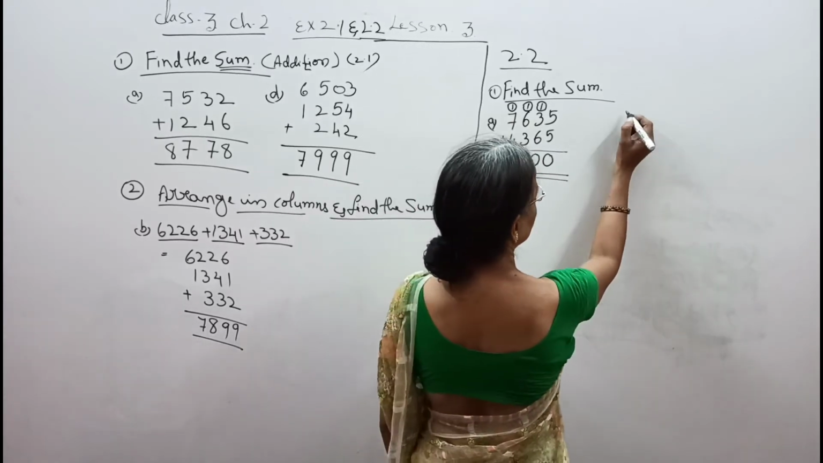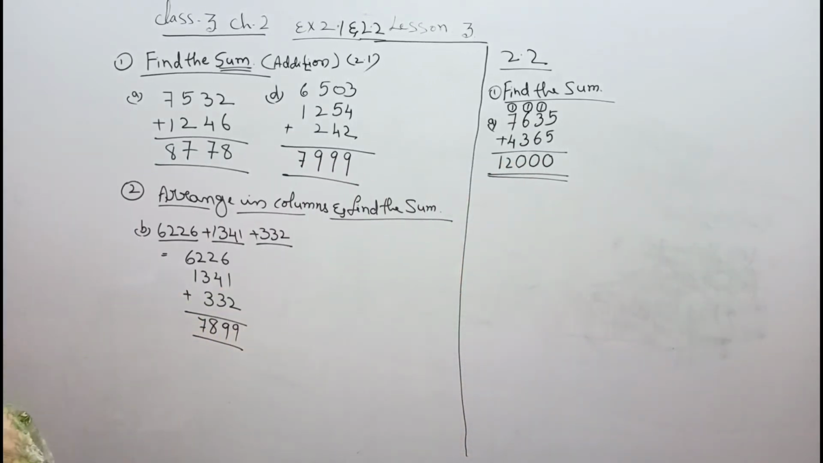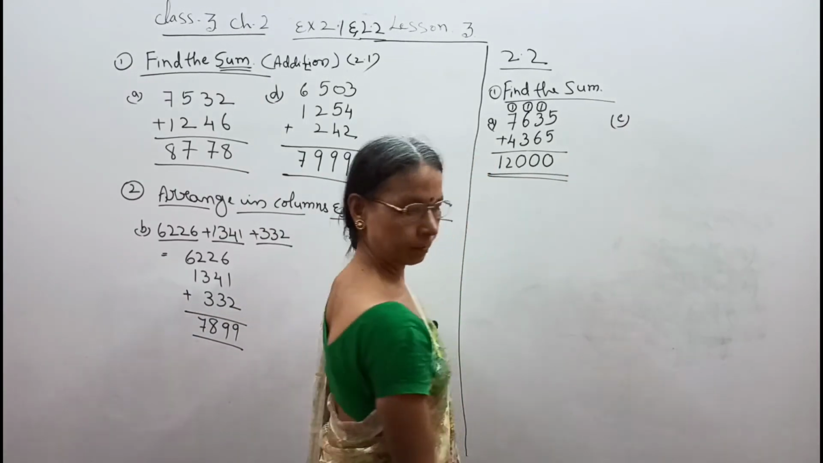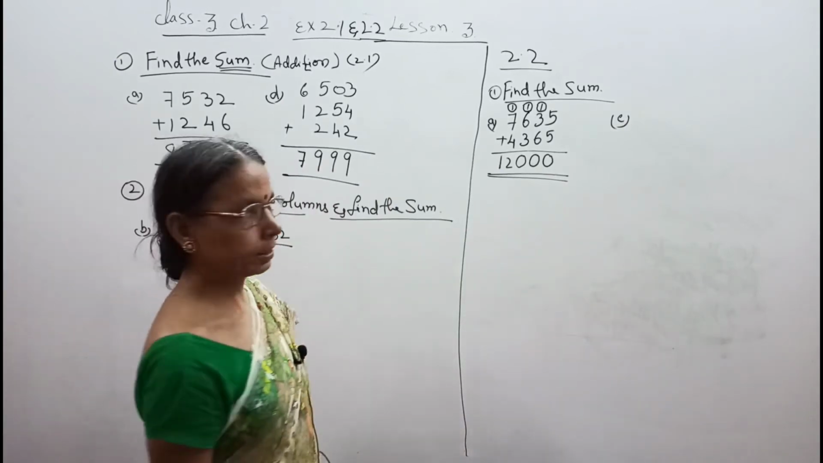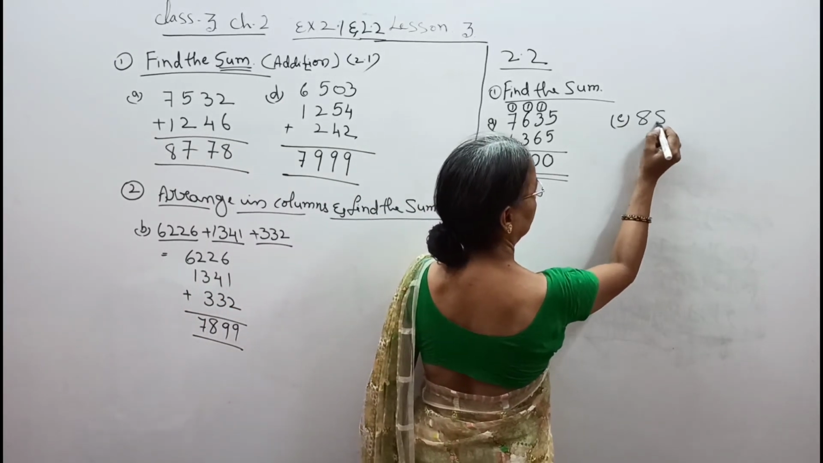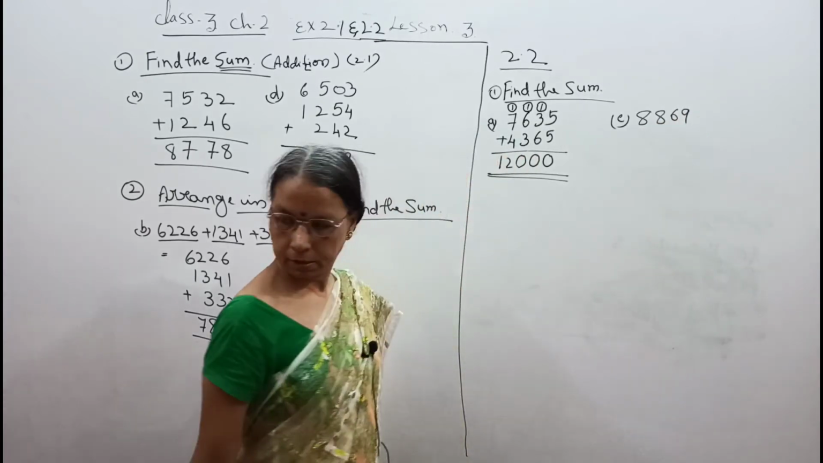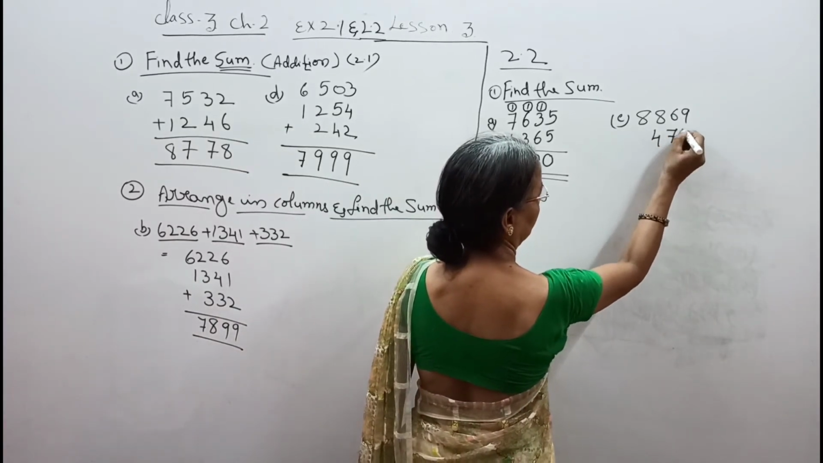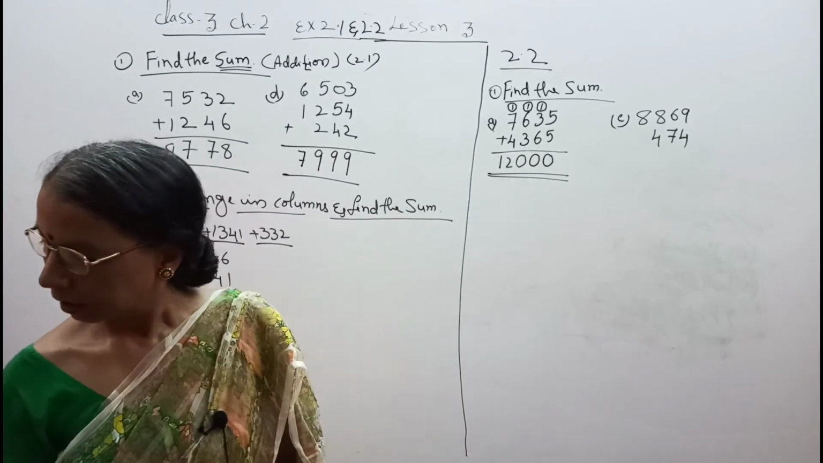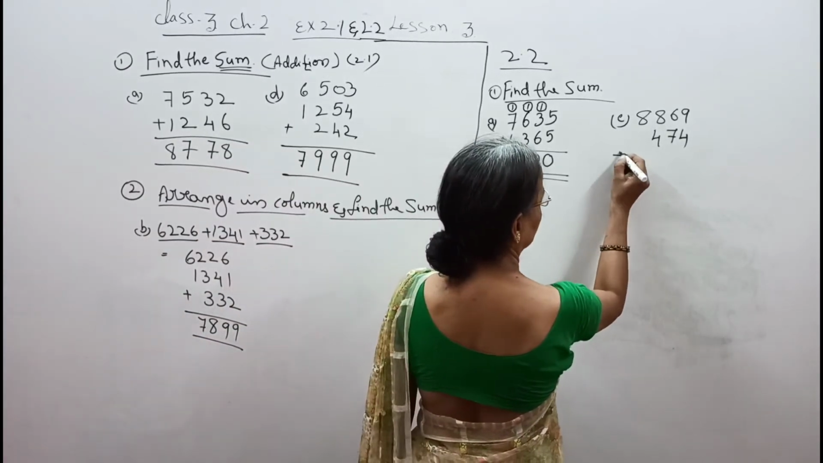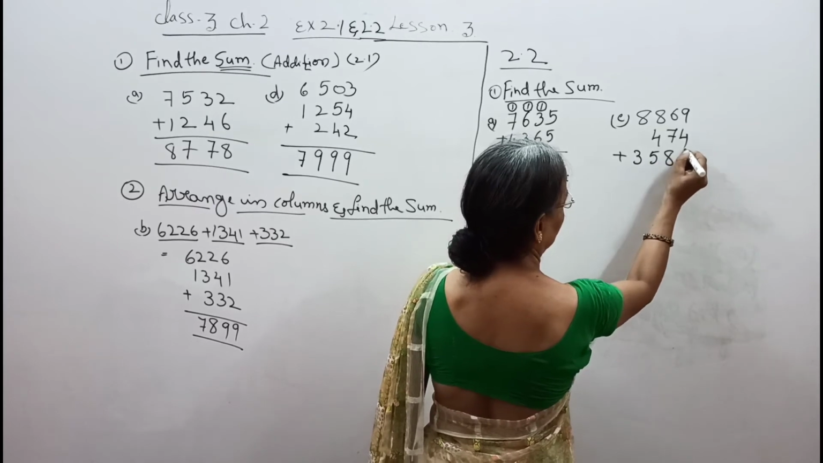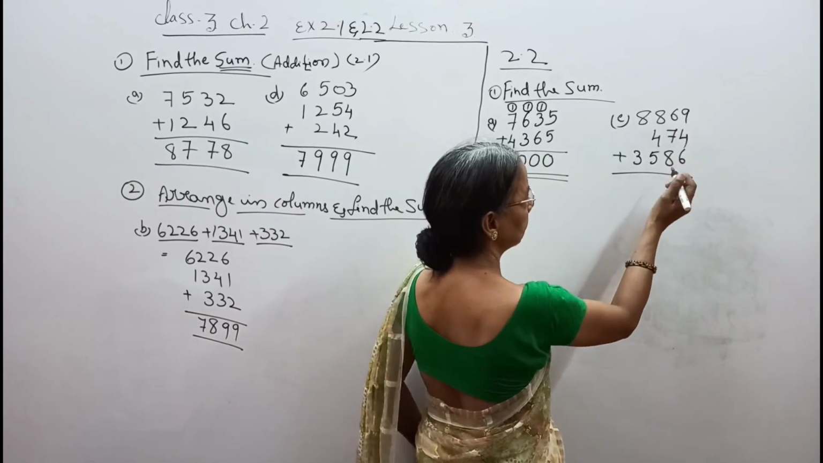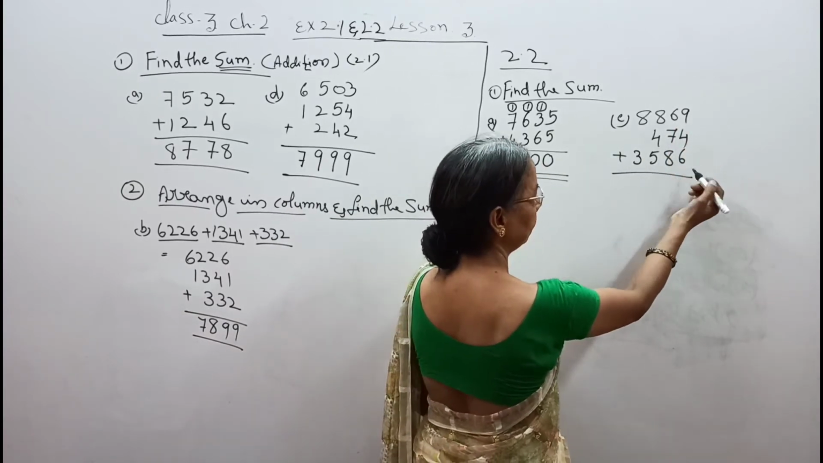And the second one is question E. $8,869 next 474 again 3,586. Here we added 2 lines. Now we are adding 3 lines, that is 4 digit, 3 digit and again 4 digit.